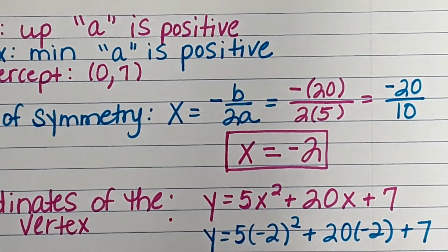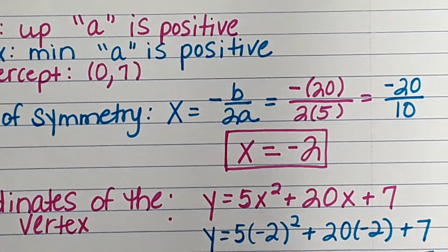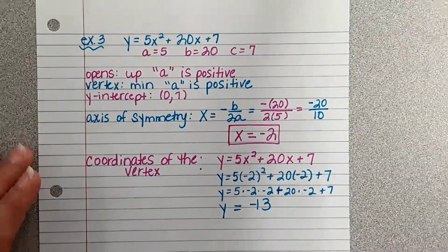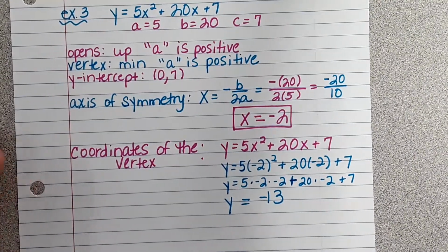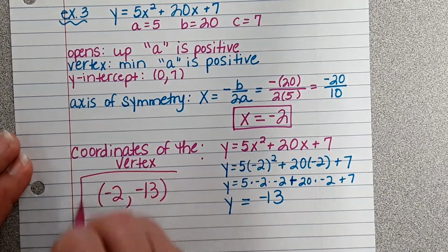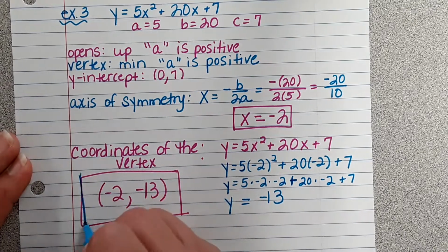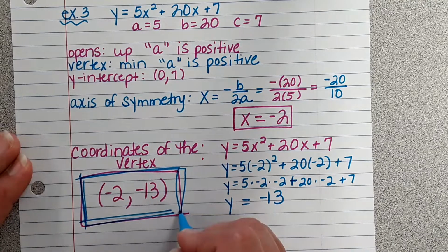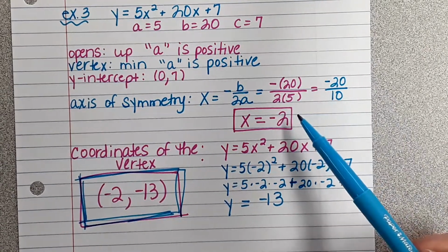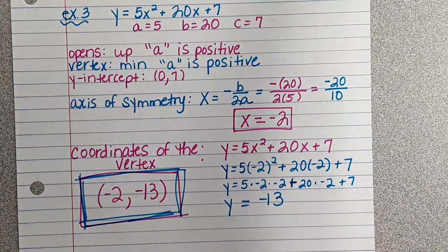So I just want to show you again. And y equals negative 13. And that means the coordinates of my vertex are this negative 2 and this negative 13. Okay? So the coordinates of the vertex require a little bit more work, but you can do it. You just need to make sure that when you're finding the axis of symmetry, you're paying attention to those little details.